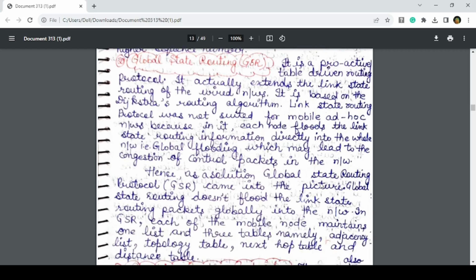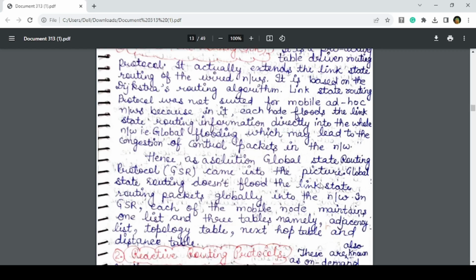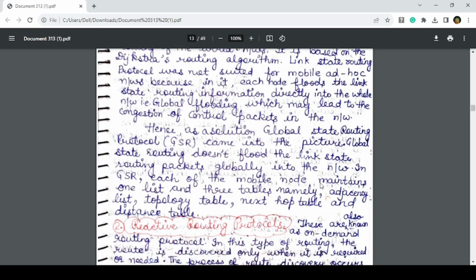Hence, as a solution, the global state routing protocol came into existence, and global state routing doesn't flood the link state routing packets globally in the network. In GSR, each mobile node maintains one list and three tables: adjacency list, topology table, next hop table, and distance table.